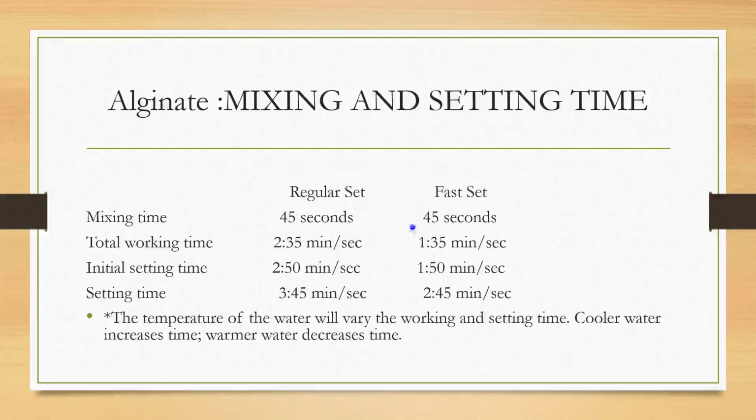You also have to be aware of the temperature of the water that you're going to use. Cooler water increases the time and warmer water decreases the time. You realize that when it's very hot, your alginate impression material is going to set very fast as compared to when it's cold. So when it's hot, it's better to have some cold water and use it to mix, because it will help you increase your working time, since it will take longer to set. So it depends on the procedure.